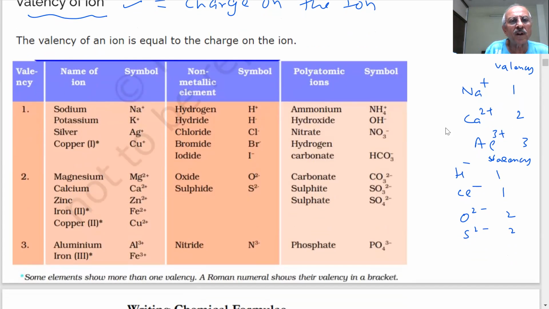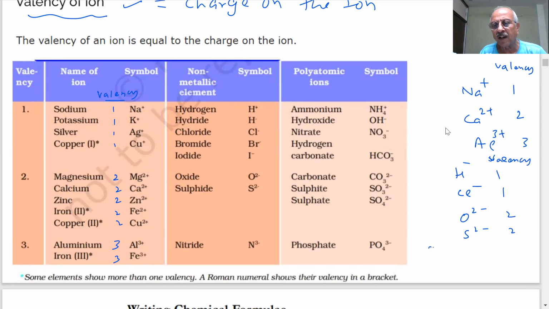Sodium valency, how much? If I write the valency here, student, what is the valency of sodium? 1. Potassium, 1. Silver, 1. Copper, 1 here. Magnesium, 2. Calcium, 2. Zinc, 2. Copper has got 1 valency also, 2 also. There are elements which can have more than one type of valency, as you can see. Aluminium, 3. Iron here, 2. And iron here, 3.